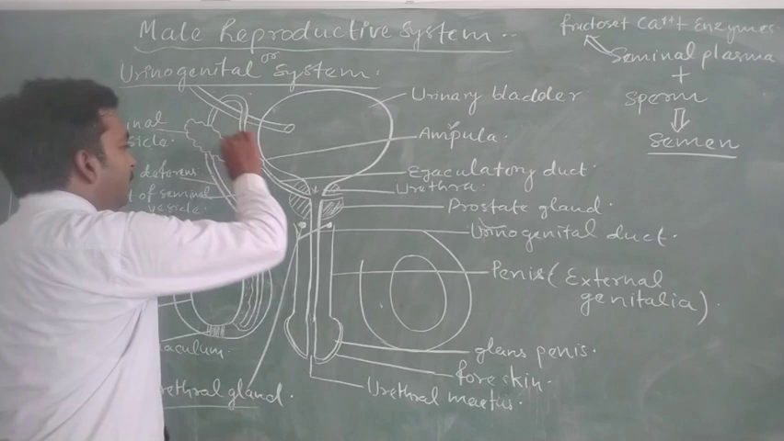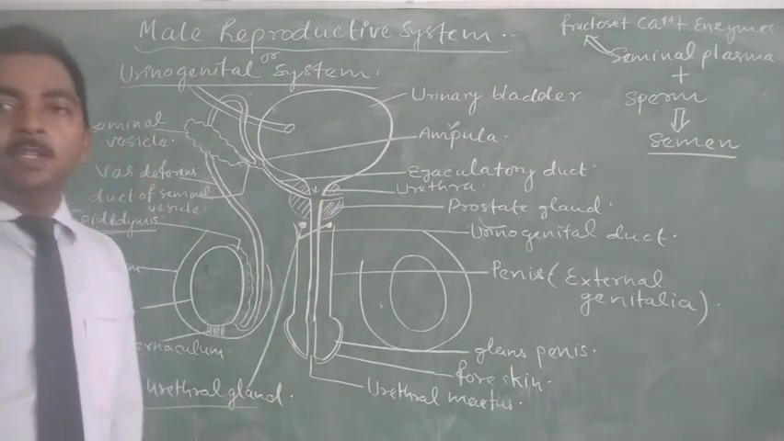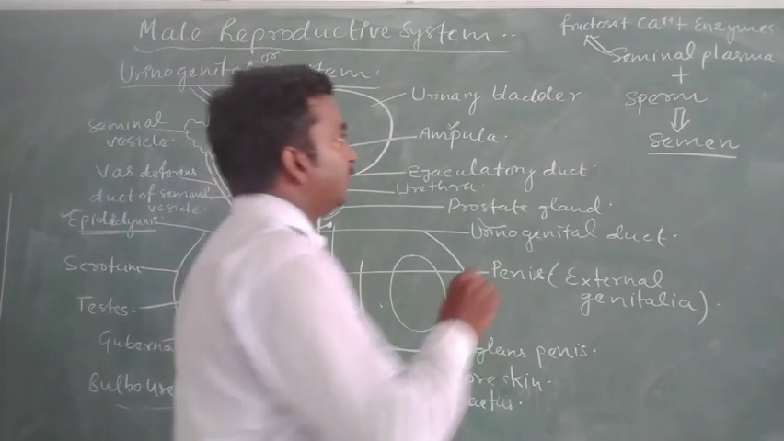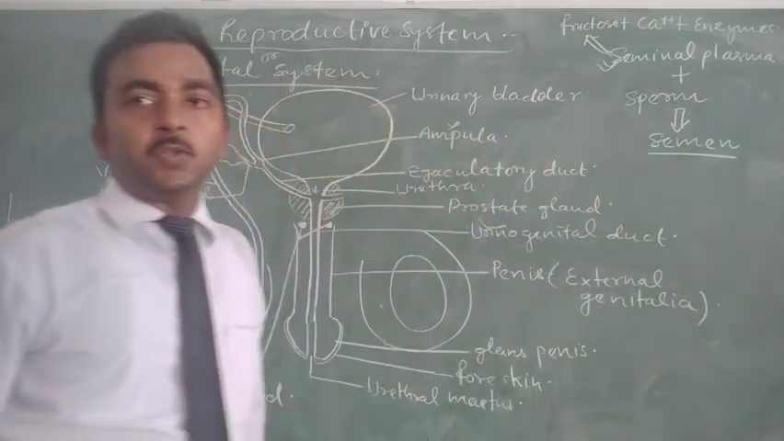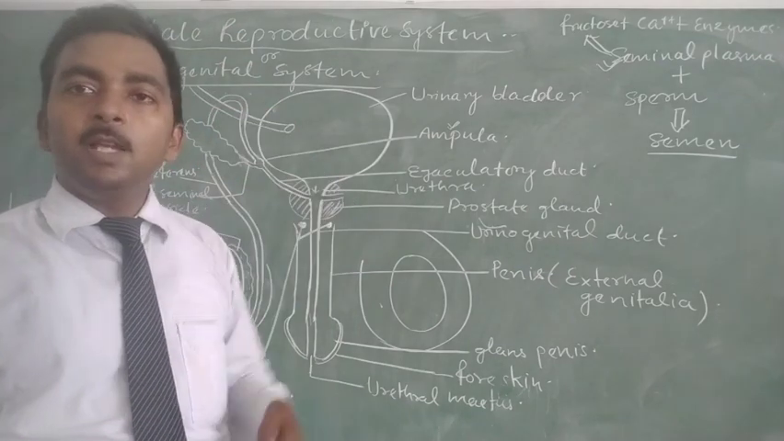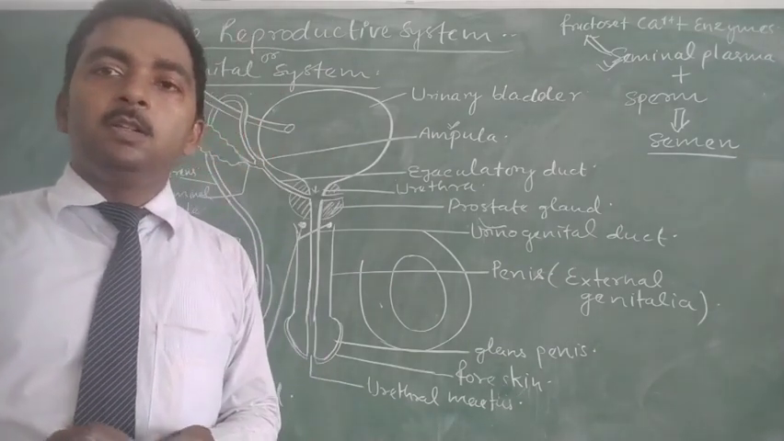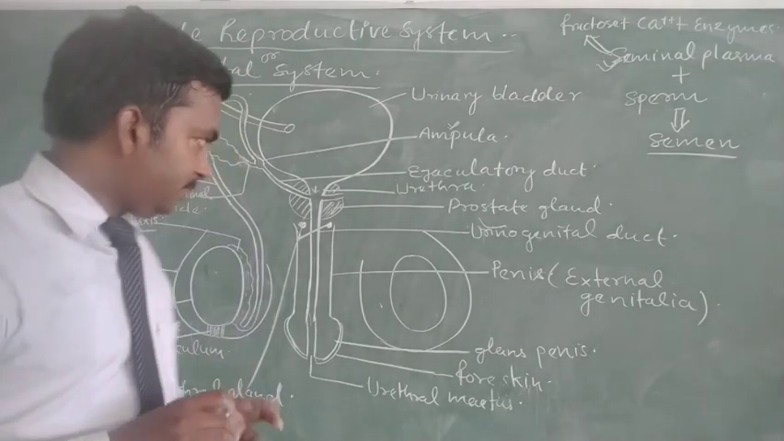The seminal vesicle, prostate gland and bulbourethral gland mix their secretion into the sperm, and that secretion is known as the seminal plasma, which consists of fructose, calcium ions as well as some enzymes which are responsible for the survival of sperm outside the body.